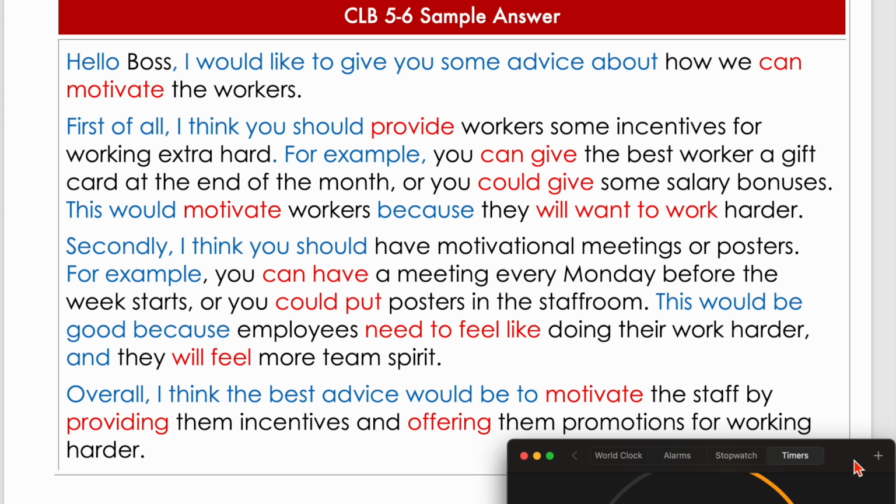Secondly, I think you should have motivational meetings or posters. For example, you can have a meeting every Monday before the week starts. Or you could put posters in the staff room. This would be good because employees need to feel like doing their work harder and they will feel more team spirit. Overall, I think the best advice would be to motivate the staff by providing them incentives and offering them promotions for working harder.